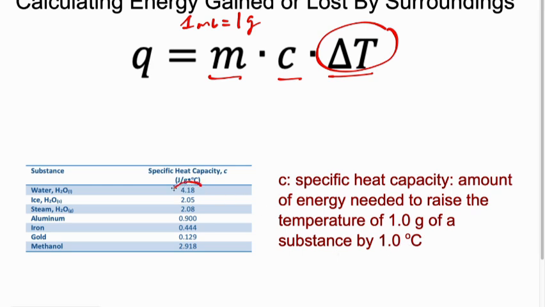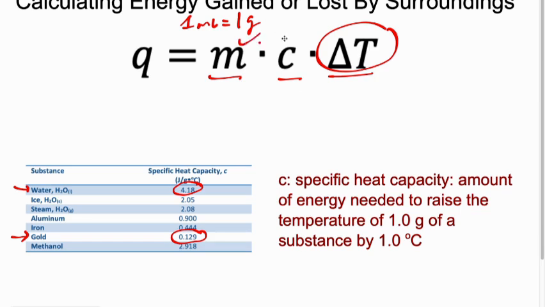Essentially, what that means is if I take a look at the number for water, and let's say the number for gold, if I were to heat gold and water for the same amount of time, gold will heat up much quicker than water. That's what that number means. So the higher the number, the lower the temperature change. This is the reason why you can walk on a beach on a hot day and the sand feels hot, but the water feels cold.